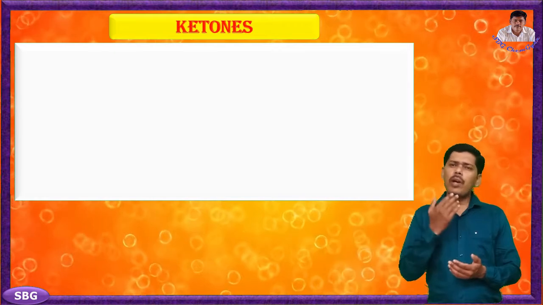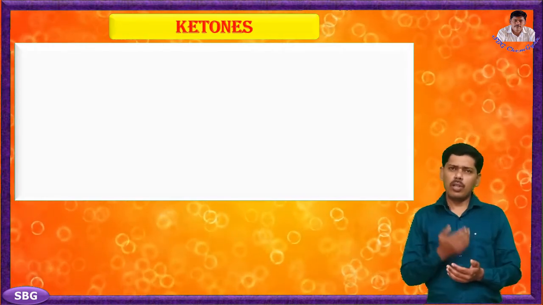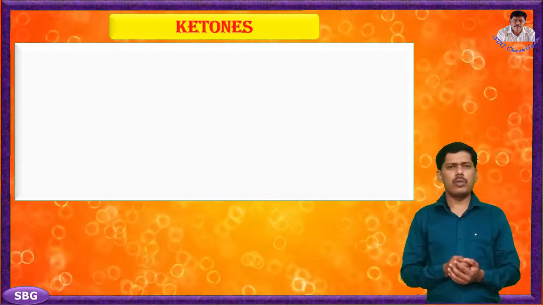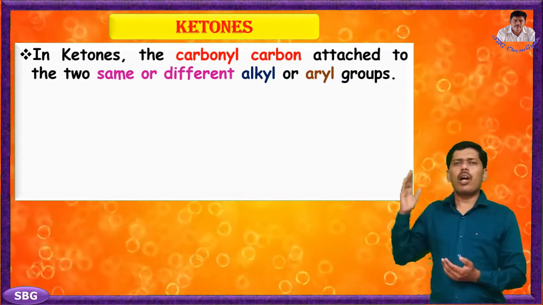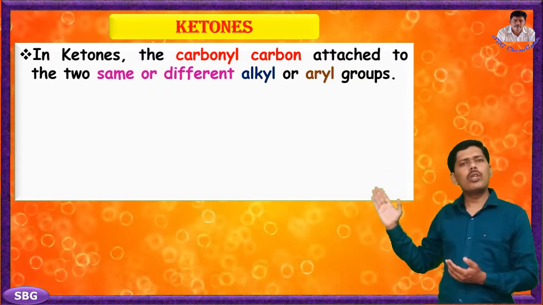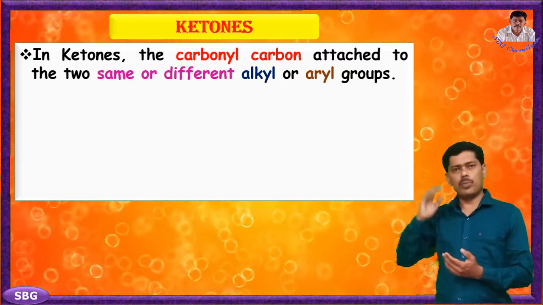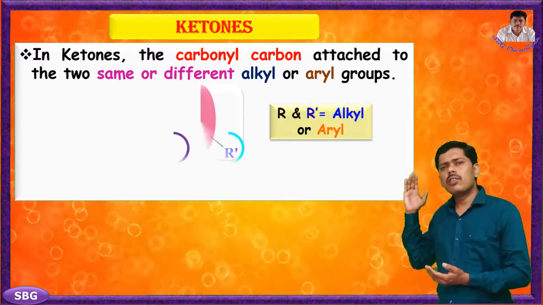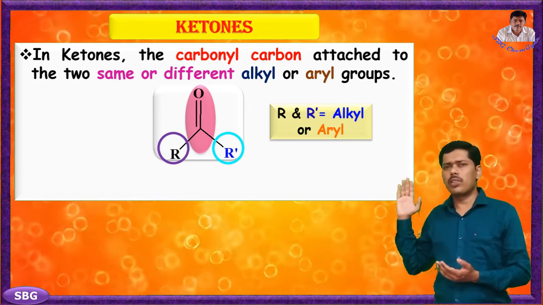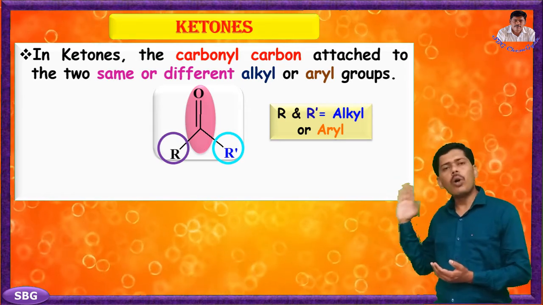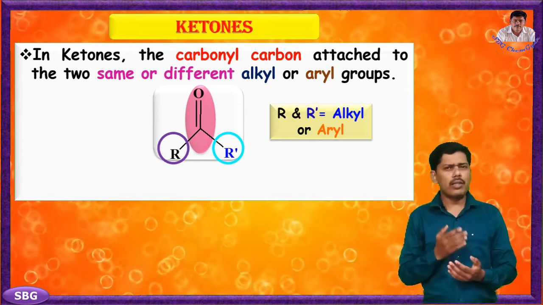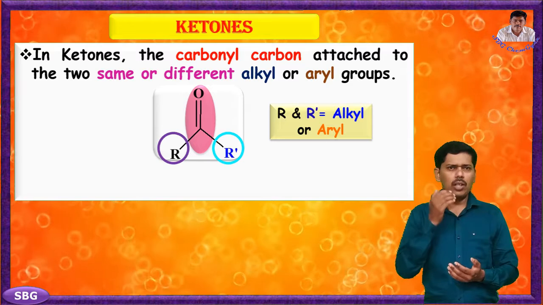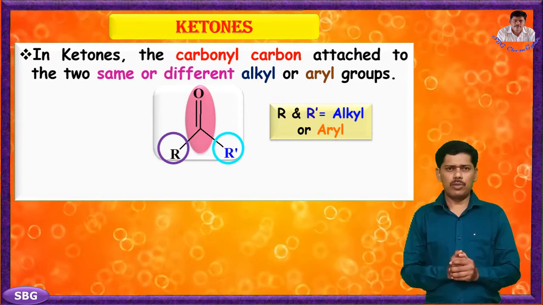Before we start the lecture, we are going to know about ketones. What is a ketone and what is the chemical formula of ketones? In ketones, the carbonyl carbon is attached to two same or different alkyl or aryl groups. We can see this in its molecular structure, RCOR', where R and R' are any alkyl or aryl substituents which are attached to the carbonyl group.